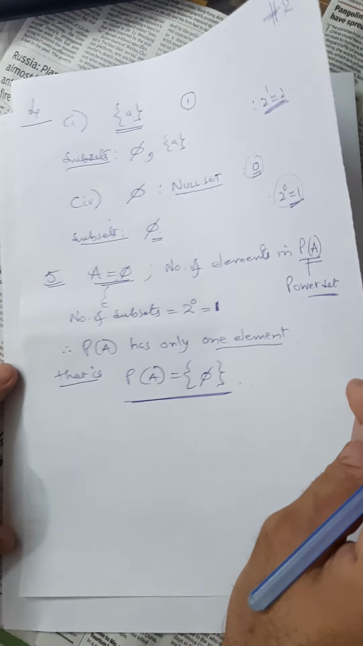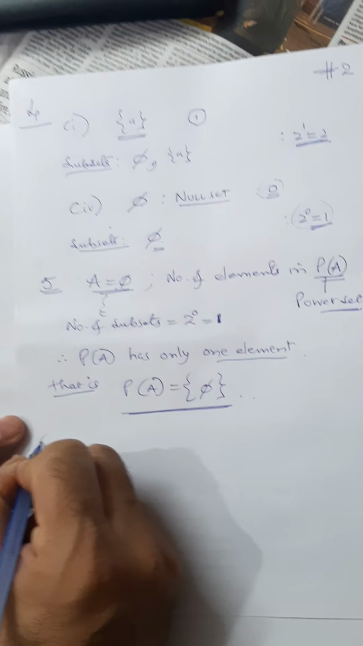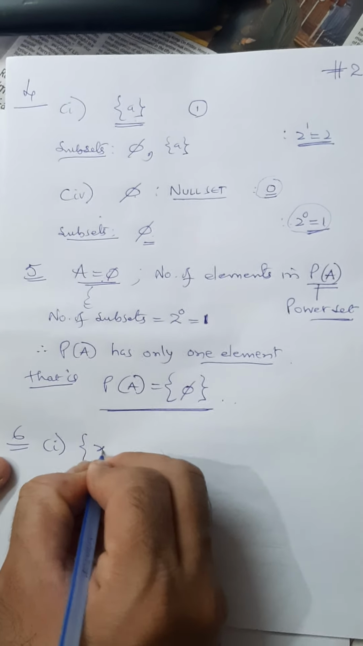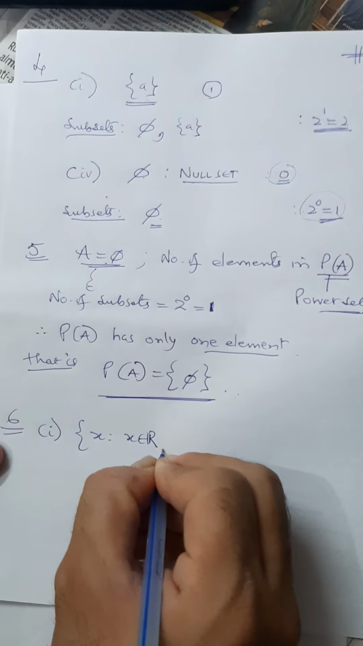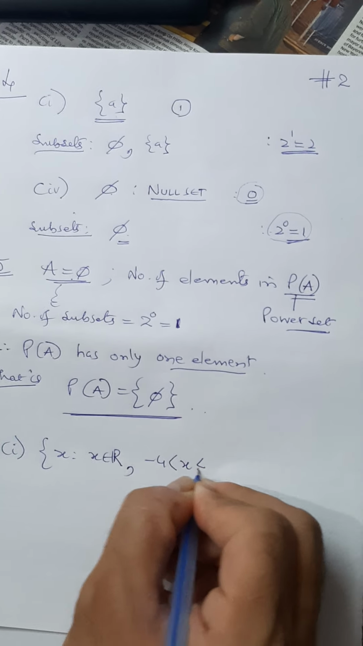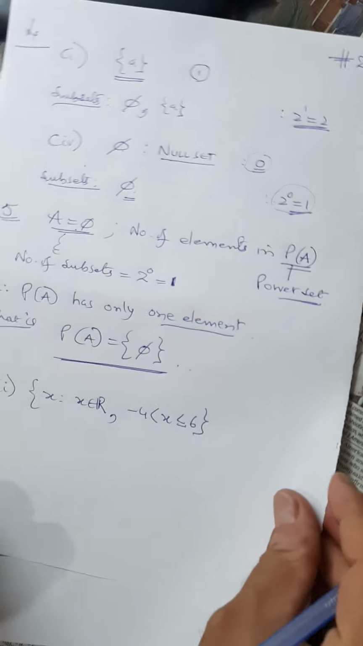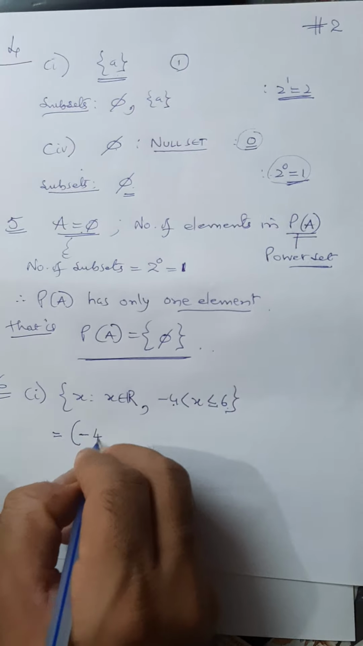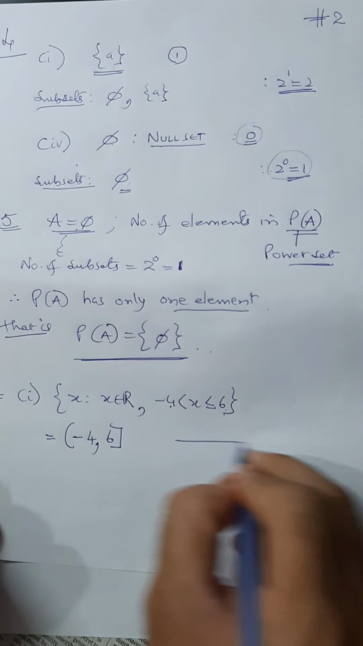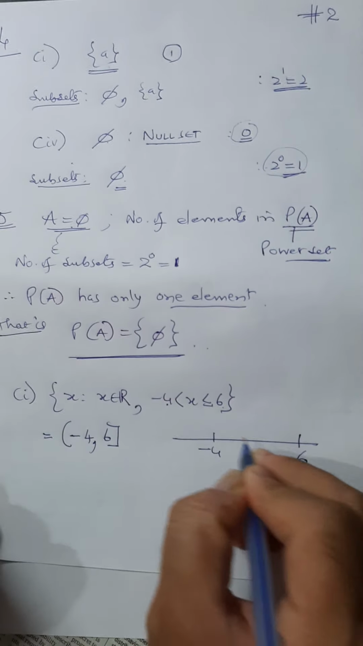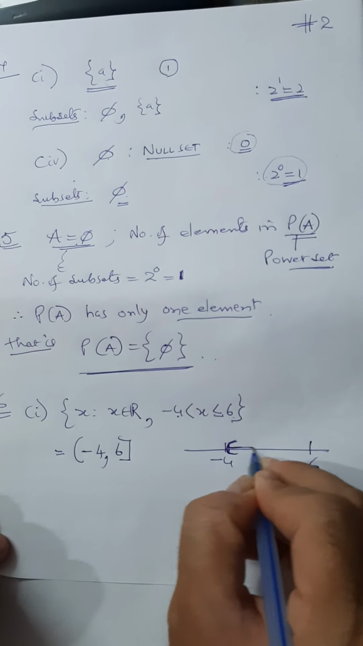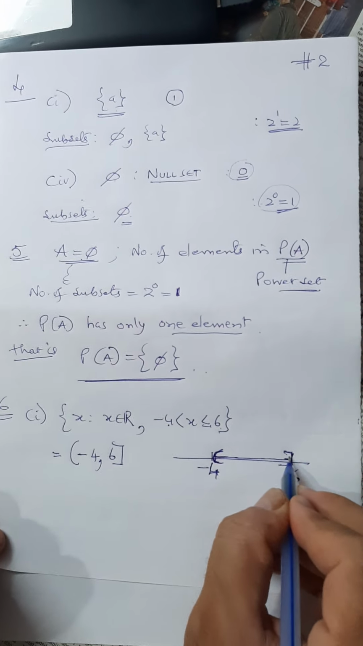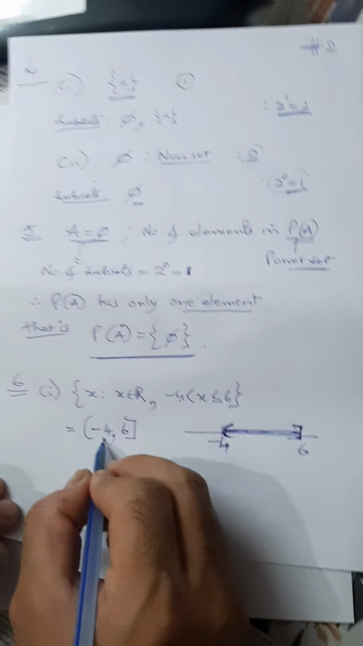Now next question, question number 6. You want to write the following sets as an interval. So here, x such that x belongs to R, all real numbers, -4 less than x less than or equal to 6. What's the meaning of this? Every number starting from -4 to 6. So in the form of an interval, open -4 to close 6. So all such numbers, if this is -4, if this is 6, open -4 to close 6. So -4 is excluded, but 6 is included here, remember. This is an open-close interval.